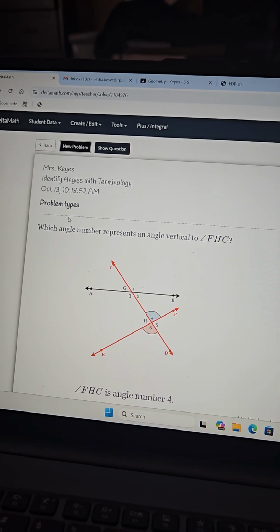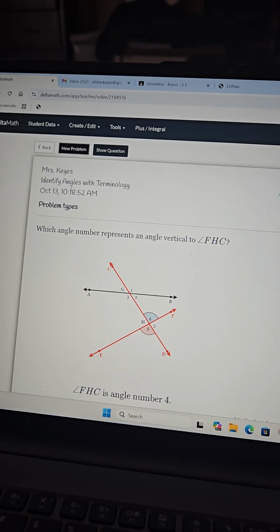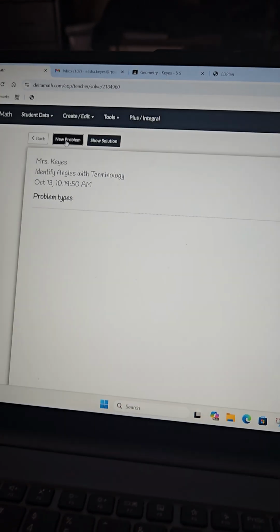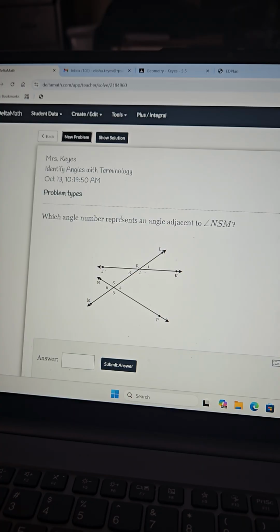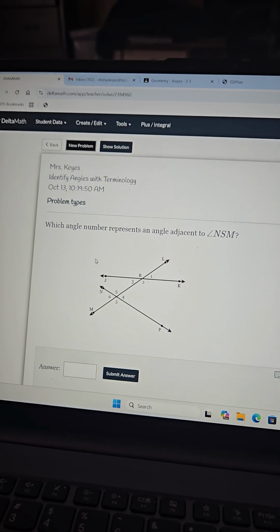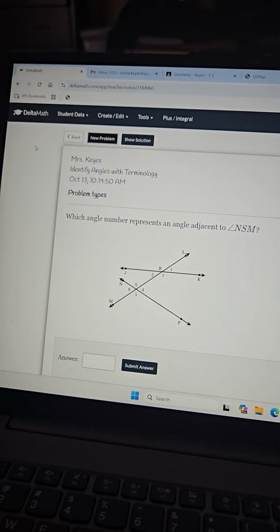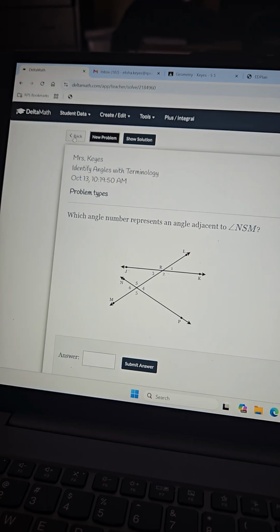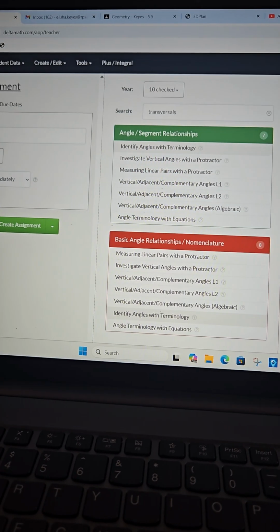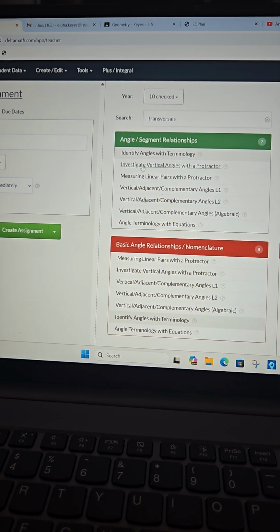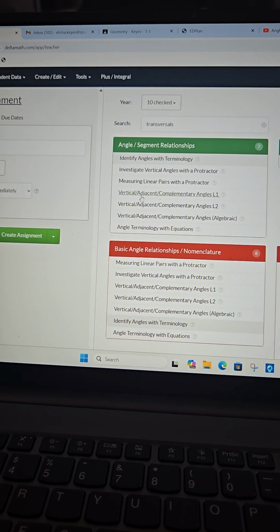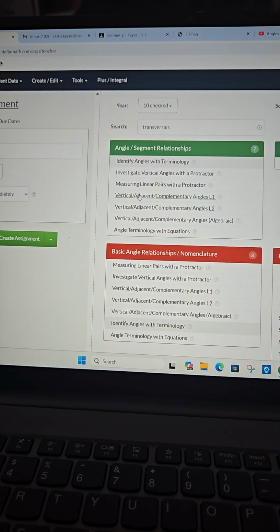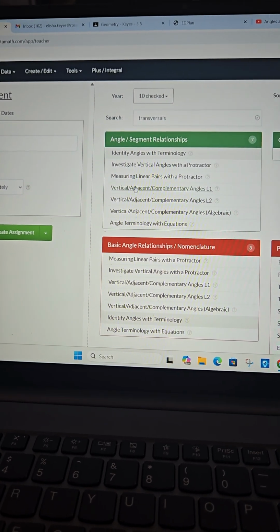Okay, these are pretty good. It's good review, so let me keep going here. It's the same one again. Okay, it's adjacent again. So we already did an adjacent one. So I'm going to move on to the next one that I gave you guys. So let's go back. And so that was identify angles and terminology. And now we're going to go to this one right here.